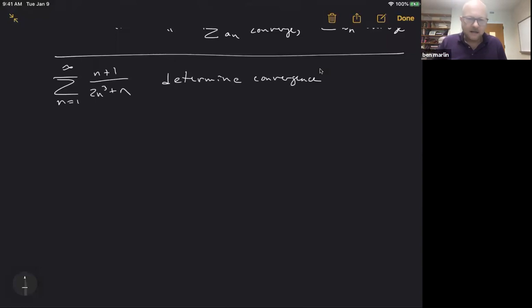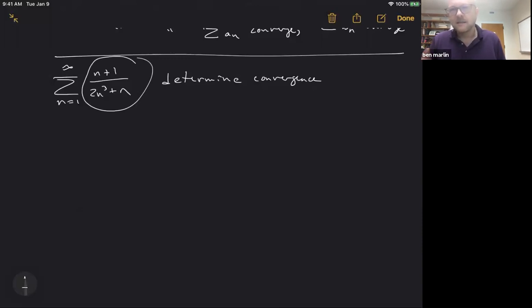Now that does not beg the question. It doesn't tell you whether it converges or not. It really means determine whether it converges or diverges, but it's determine the nature of the series. So taking a look at that, your terms, you immediately say, aha, top is first degree, bottom is third degree.